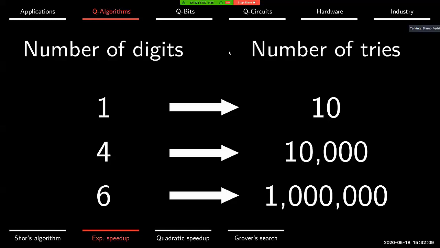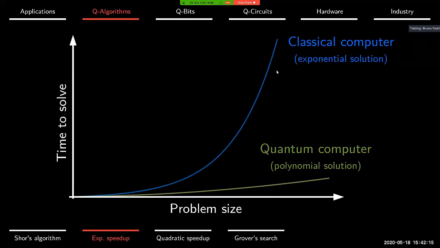Okay, so you can see there's an exponential increase in the number of tries versus the problem size. This is typically the blue curve that you can see here. With a classical computer, sometimes, like the problem I mentioned before, there's an exponential increase in time to solve with the problem size. Now with quantum computers, as you can see with the green curve, you will have a polynomial solution for the kind of problems that I mentioned before. So it's a big improvement.